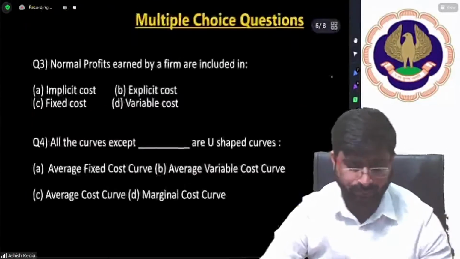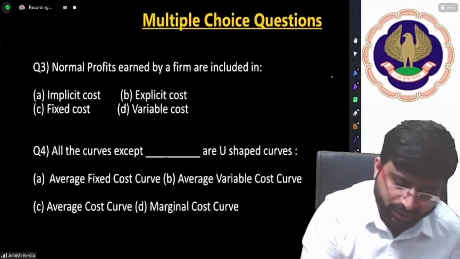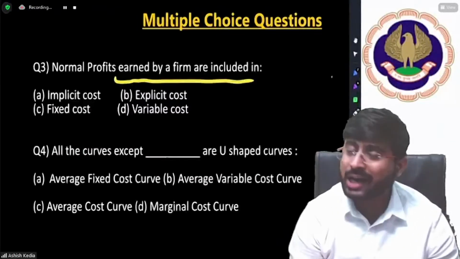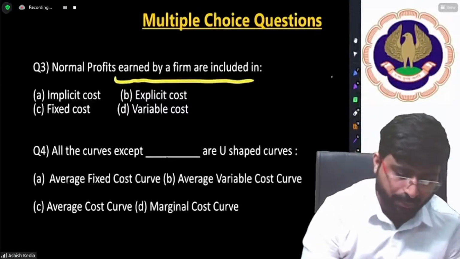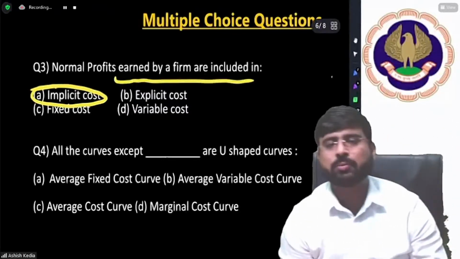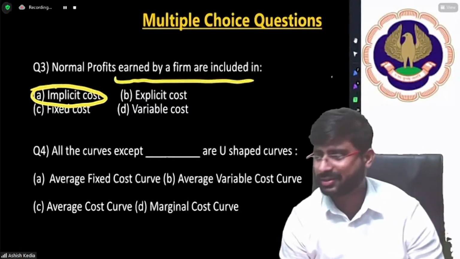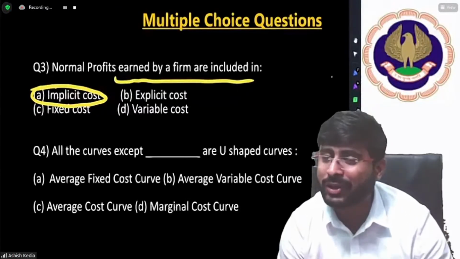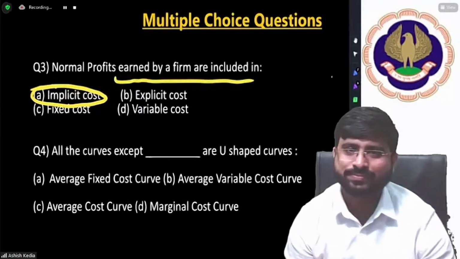Now moving on. Normal profits earned by a firm. Very interesting and easy question. Are included in what? Yes, absolutely. Normal profits form a part of implicit costs. Absolutely. Normal profits form a part of implicit costs. Got it.